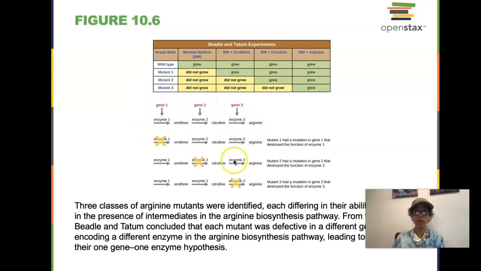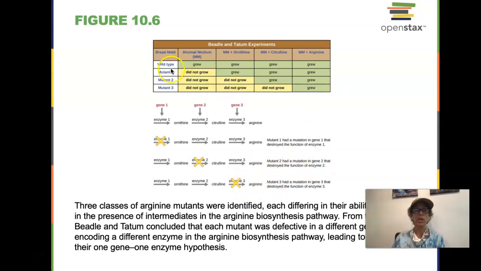And mutant 3 has a mutation in enzyme 3, and so, of course, it will not grow in minimal media, but if it has ornithine or the citrulline, it still can't grow because it can't convert the citrulline into the arginine. And if we provide it with the arginine, then it is capable of growth.